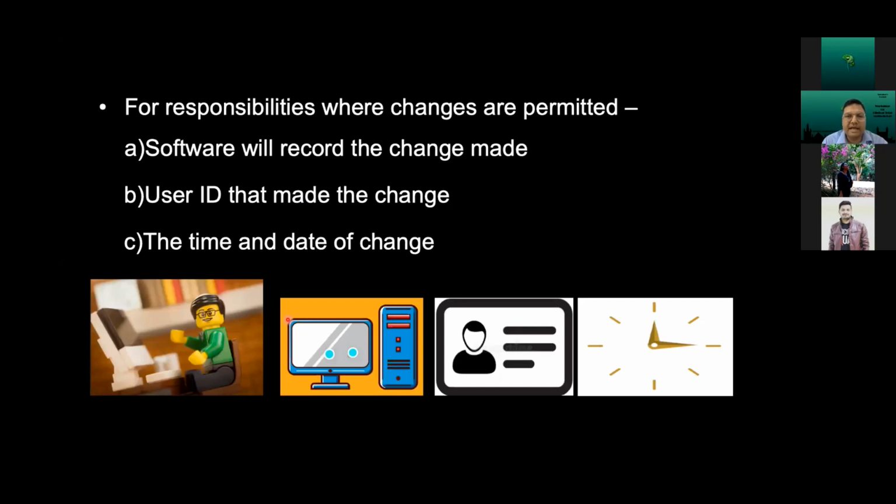So if there is any change in the responsibility during a program or the clinical trial, then the software will record the changes that have been made. The user ID that made the change has to be recorded, and the date and time of the change are also to be recorded. So that will help us to check whether the data has been entered properly or not.